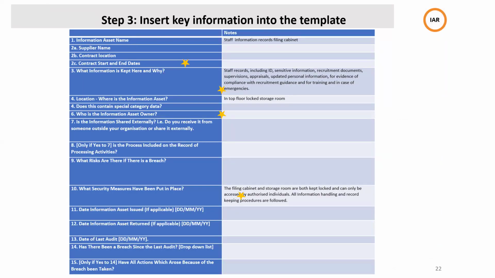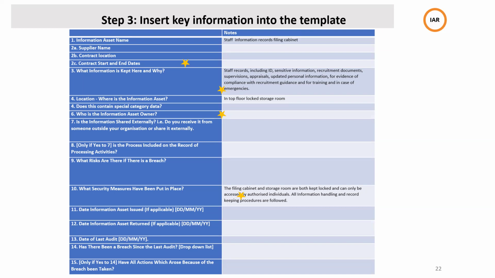Then we can start inserting the information in whatever template we might be using. So the information asset name, if it's provided from a supplier, who they are, is there a contract with that supplier? What information is kept here and why? You can see the stars indicate the key 4 areas that I was referring to earlier. Is this special category data? Presumably your individual service user files will contain special category data, whereas some of the others will not. Is the information shared externally?